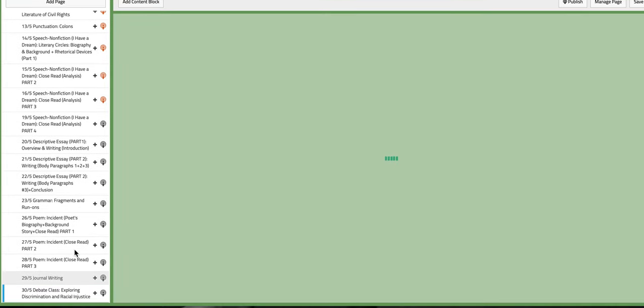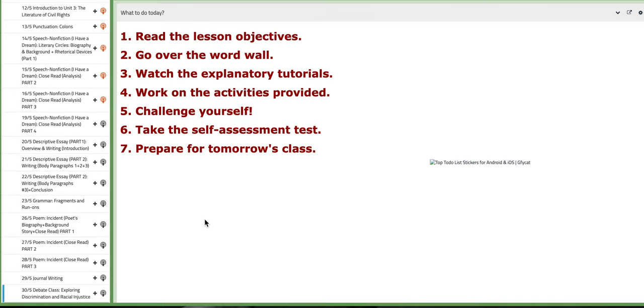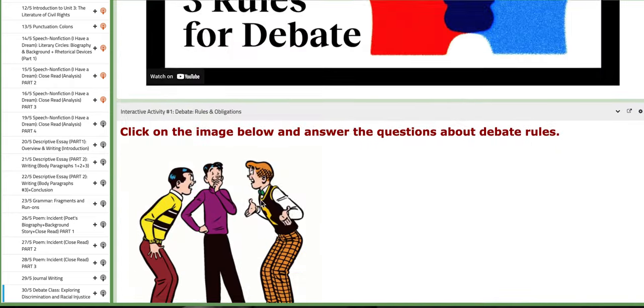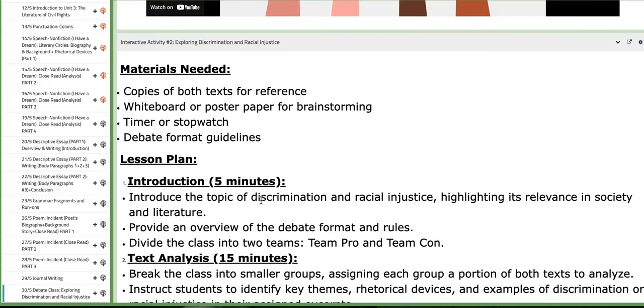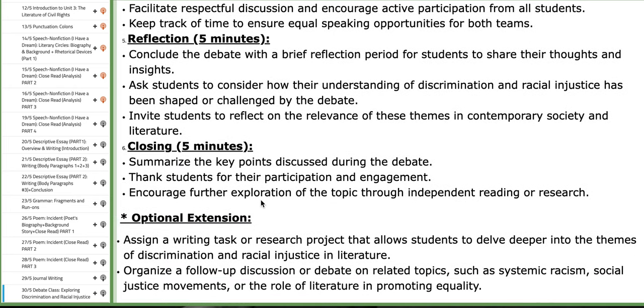Now, on the last day of this week, we are going to have a debate class titled Exploring Discrimination and Racial Injustice. I chose this debate topic because it's highly connected to the unit, which is unit number 3, which talks about discrimination, racial discrimination, segregation. If you go to interactive activity number 2, the layout of the debate class is laid out for you. So go through it and learn more about it.